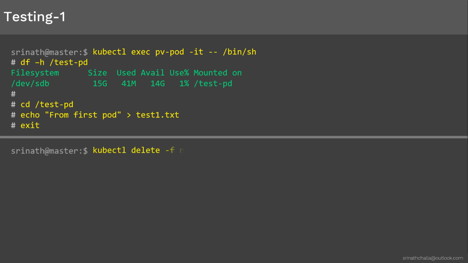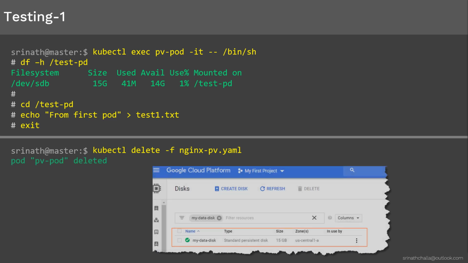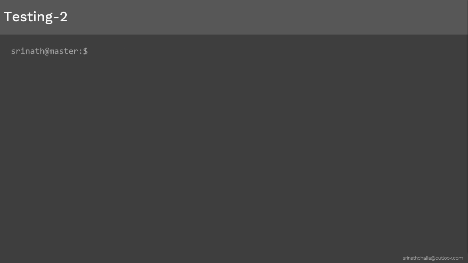We can do that by using kubectl delete command followed by the -f option with file name. Output confirms that pod is deleted. Also, you can see the my data disk is not in use by any node. Next step is to recreate the pod with same configuration and same disk. To recreate the pod, we can do that by executing kubectl create command followed by pod object config file.